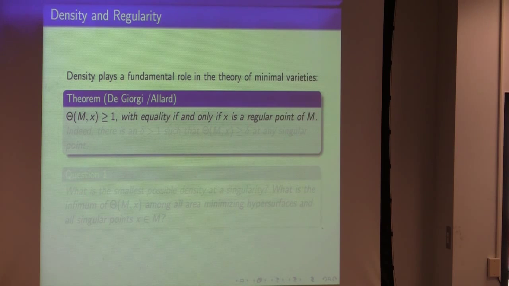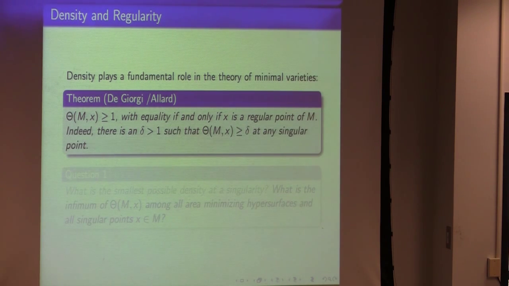Density plays an absolutely fundamental role in the regularity theory for minimal varieties, and one of the most important is the regularity result going back to De Giorgi and then generalized by Allard. It says that in an area minimizing or even a minimal variety, the density is always greater than or equal to 1 at every point, and you have equality if and only if it's a regular point of the surface. I already mentioned it's trivial that at a regular point the density is 1. But the converse is a deep theorem: if the density is 1, then there's a little neighborhood where it's a smooth minimal manifold. That's the celebrated De Giorgi and Allard regularity theorem.